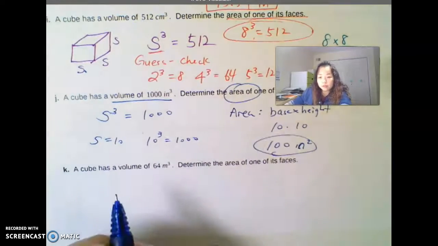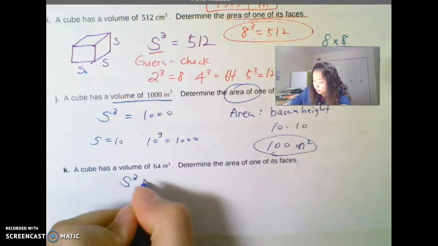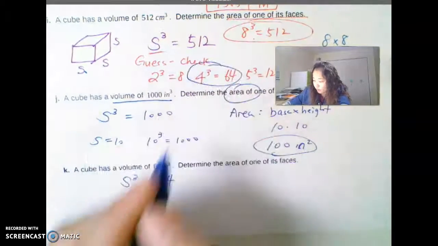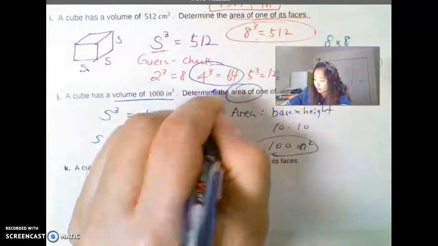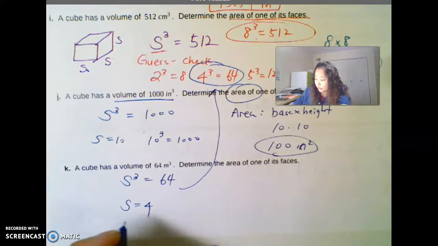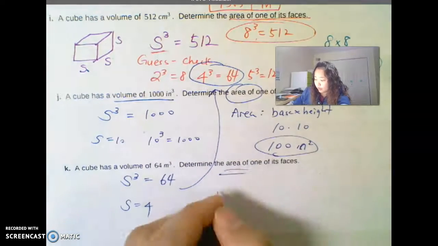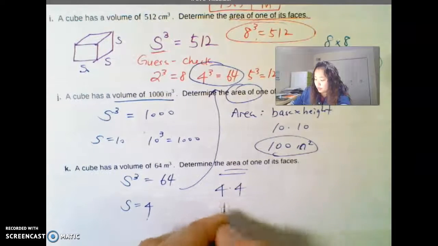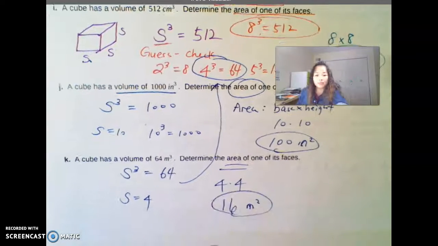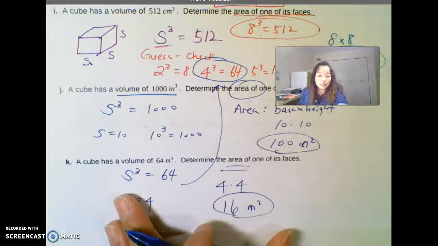Well, I think I can squeeze in the last one. A cube has volume of 64. So something cubed is 64. Look, we already tried it once, so then it has to be 4. 4 to the third power is 64. So area would be 4 times 4, 16 meters squared. That's it. We did it.